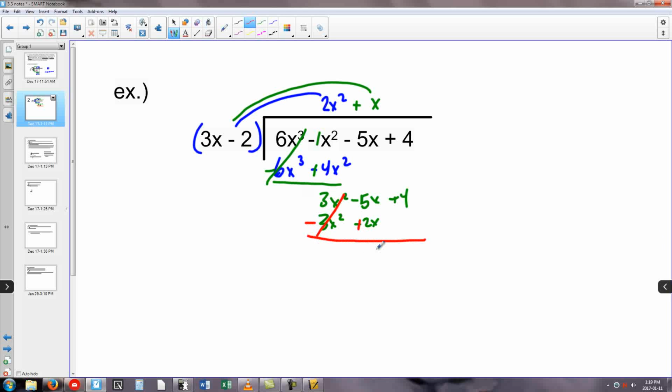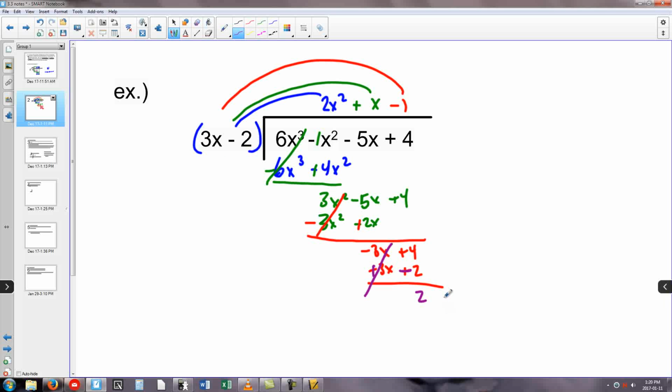The 3x squareds cancel. I get a negative 3x plus 4. Well, this time to turn a 3x into a negative 3x, I need a negative 1. Negative 1 times 3x is negative 3x. Negative 1 times negative 2 is a positive 2. But I need to subtract the line, so change the signs. Those cancel, and 4 minus 2 is 2.